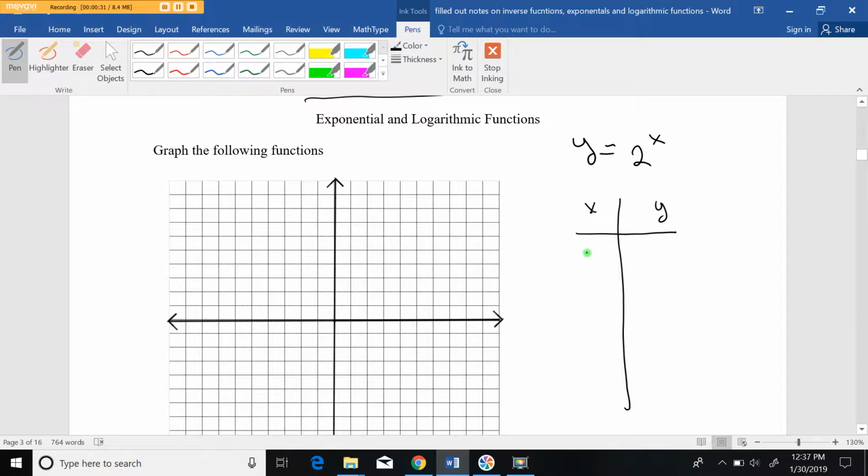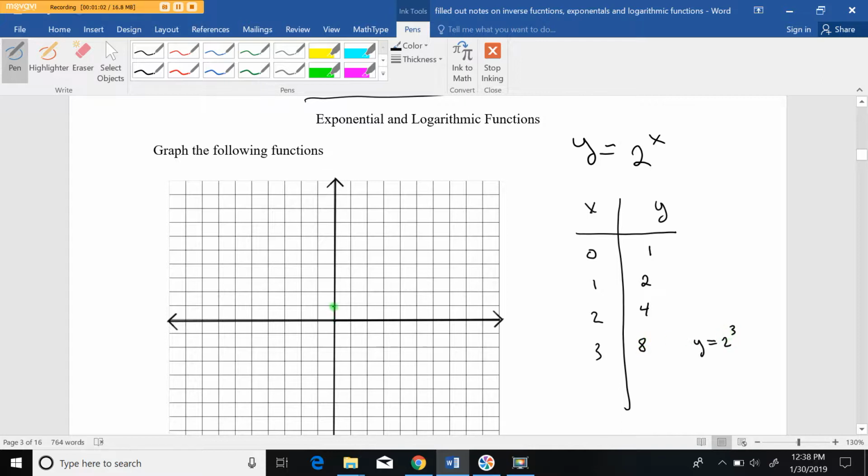Alright, so let's just do some easy points here. Let's do 1, 2, 3, see where that takes us. So when we put 0 in, this is going to read 2 to the 0, which is 1. And when we put 1 in, 2 to the first is 2. And when we put 2 in, 2 to the second power, 2 squared, is 4. And this one I'll go ahead and write out. When we put 3 in, y is going to equal 2 to the third, and 2 to the third is 8. Let's start plotting these.